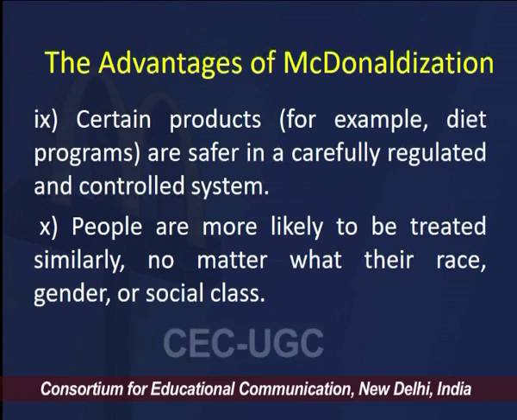The 10th advantage is people are more likely to be treated similarly no matter what their race, gender or social class. So, the consumer is a homogenized category. For the seller of any product, they are most interested in ensuring that the product is sold. Whom the product is being sold to is not their concern. So, it could be a person from any race, from any gender, from any social class. So, you have the feasibility of consuming something without any restriction on your identity.